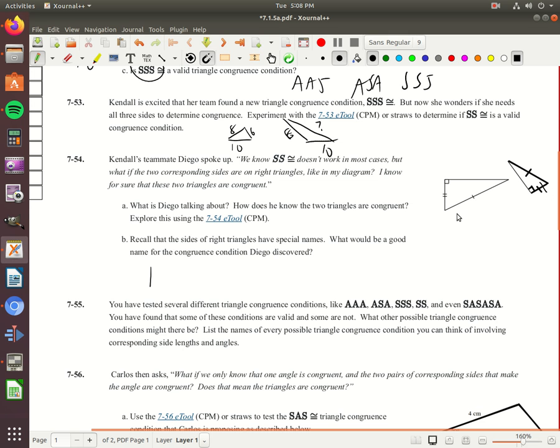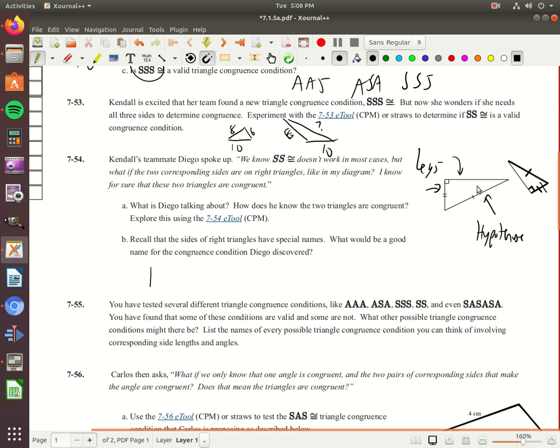Okay, so when we look here, you'll remember that these are called legs, and this is called the hypotenuse. And this is vocabulary we use in a right triangle. The side opposite the 90-degree angle is the hypotenuse. The adjacent sides, adjacent means next to, the adjacent sides of the 90-degree angle are called legs.